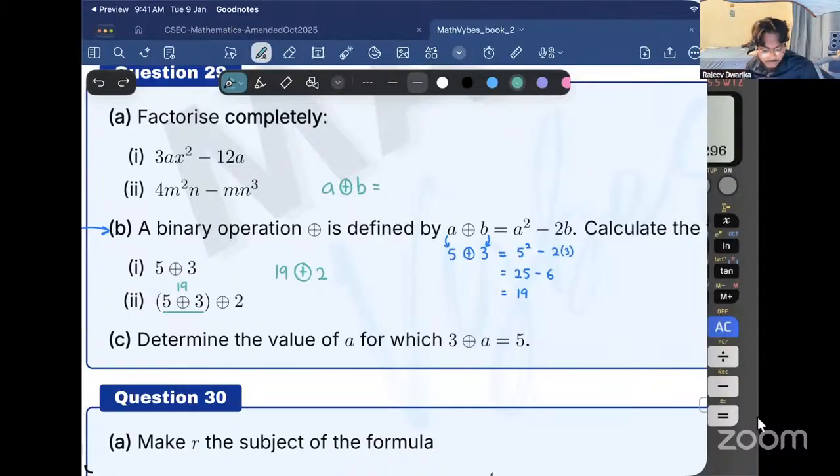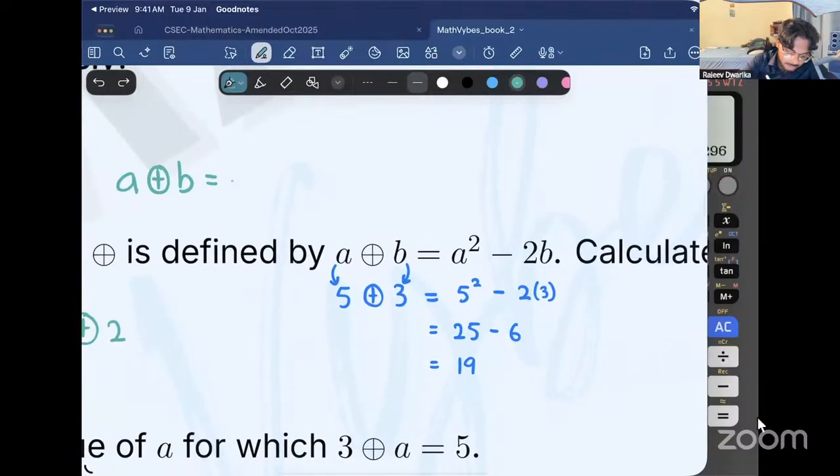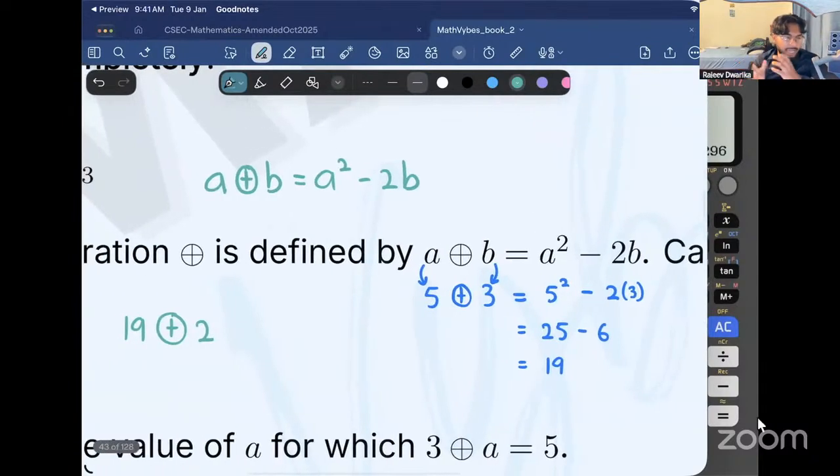So in the question, how did they define A plus circle B? They gave us A squared minus 2B. So that is how the operation is defined. If you see that plus circle, it means that you're going to do A squared minus 2B. That's what it means. And A and B could be any number, so depending on what number it is, you have to replace it.